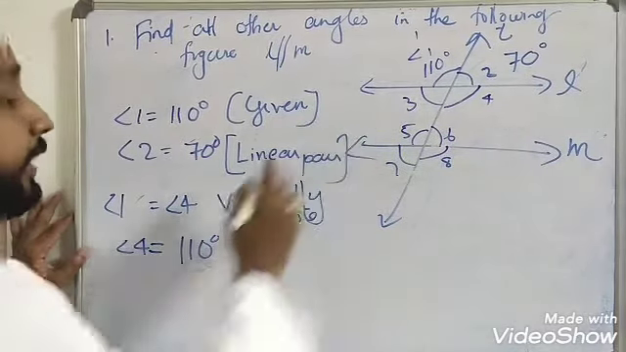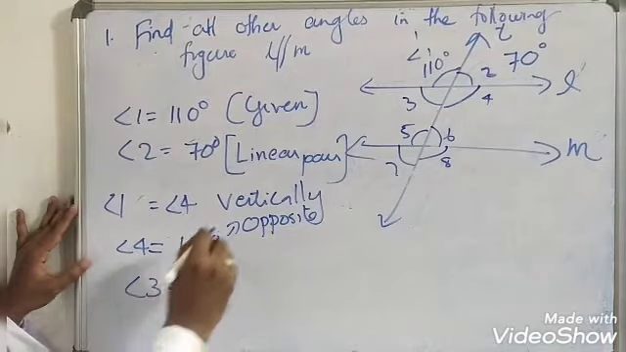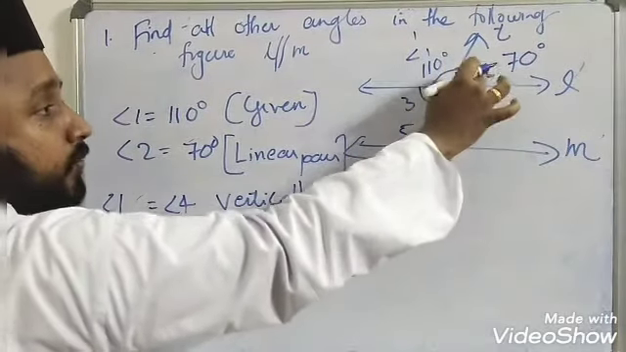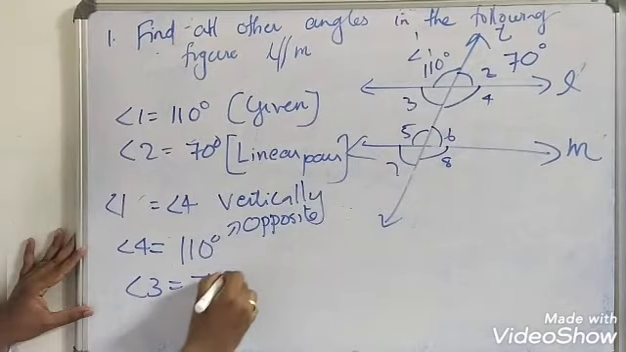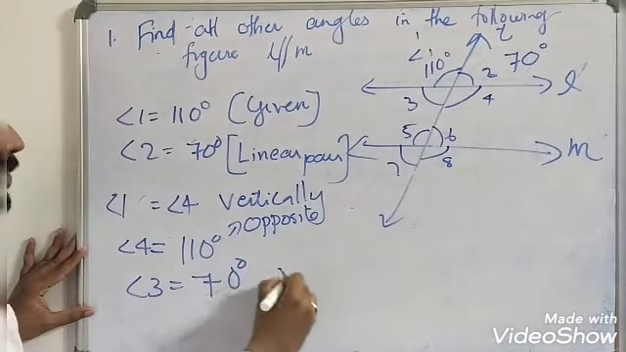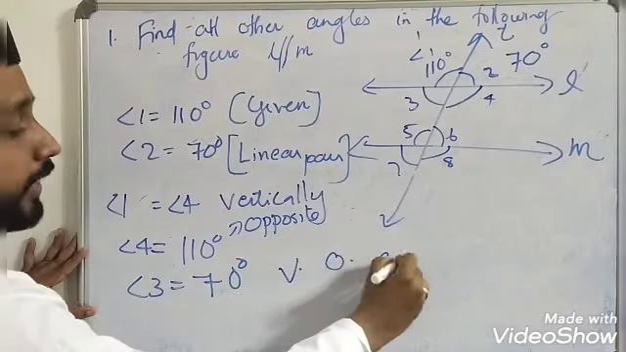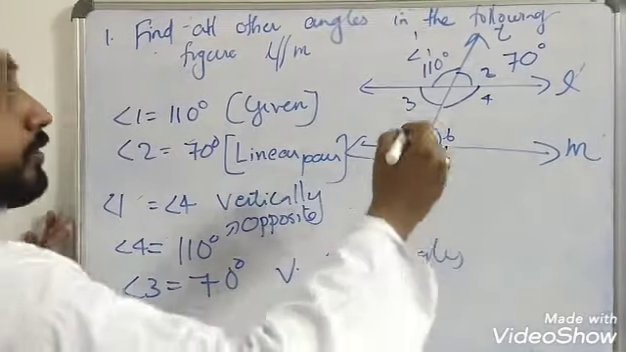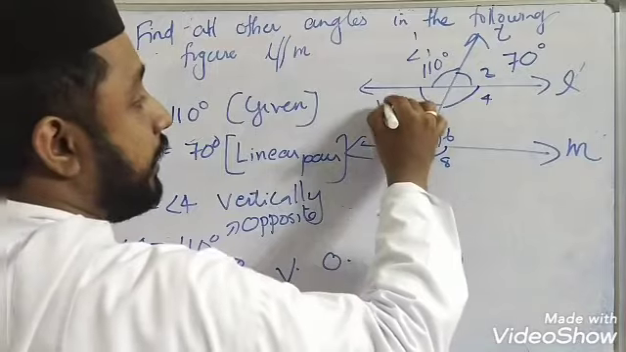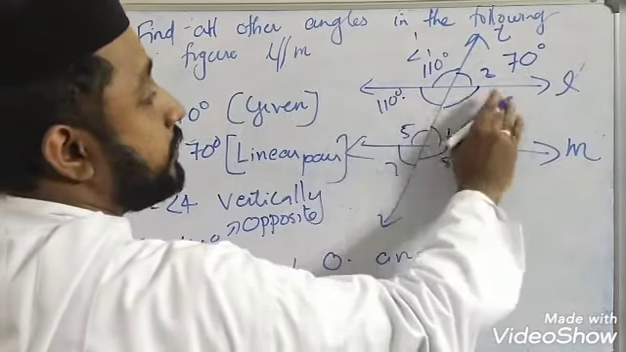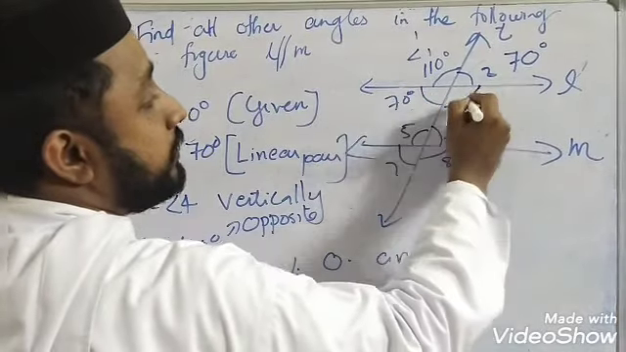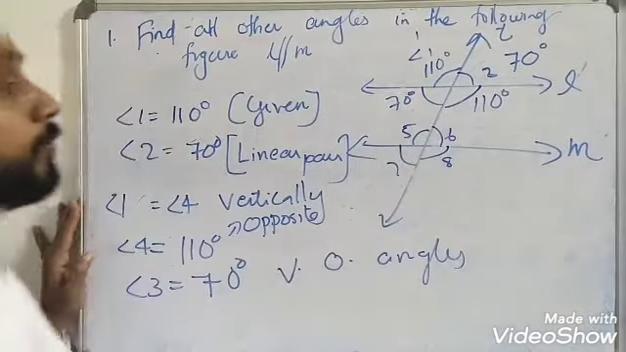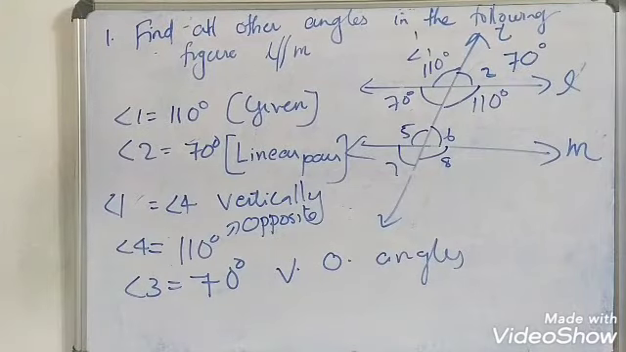In the same way, angle 3 and angle 2 are opposite angles. Angle 3 is also 70 degrees. The reason is also vertically opposite angles. So we also got this is 110 degrees, this is 70 degrees. Opposite angles: we got 110 degrees, 70 degrees, 70 degrees, 110 degrees.